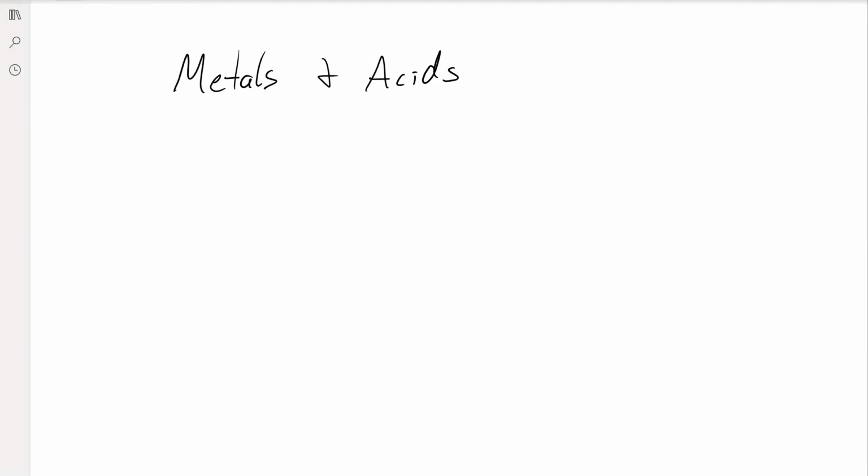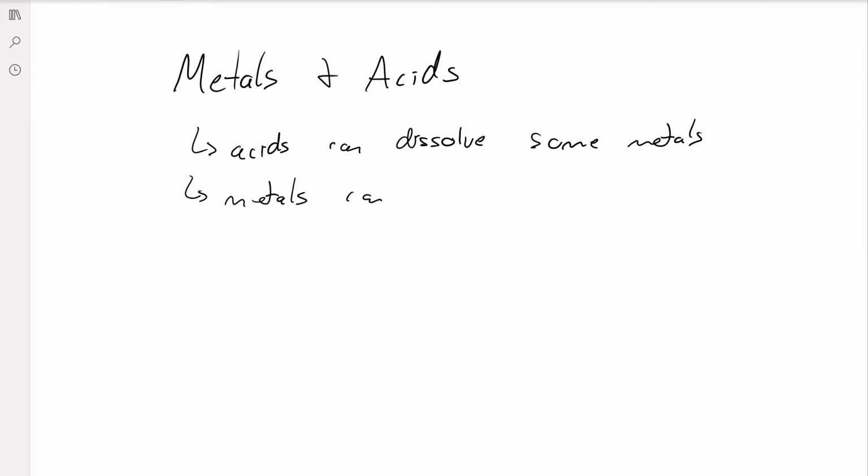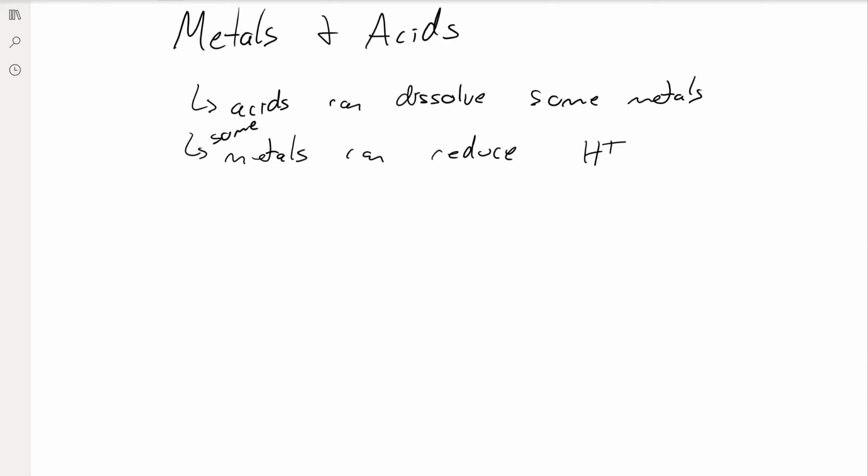All right, so another common redox reaction that we've seen in lab is the reaction between metals and acids. So some acids can dissolve some metals, or you could say that some metals can reduce H+, right? Not all metals, but some of them. In Chem 102, you'll learn about which metals and why.